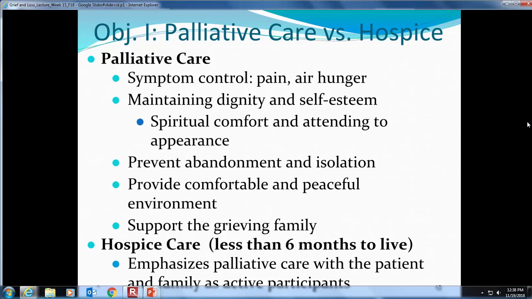Hospice care, on the other hand, is intended for dying patients and their families. Patients qualifying for hospice have a life expectancy of 6 months or less. Treatment focuses on symptom relief rather than life-prolonging therapies and treatments. So the patient needs to be a DNR or do not resuscitate to qualify for hospice.